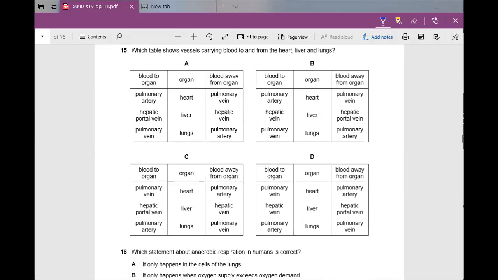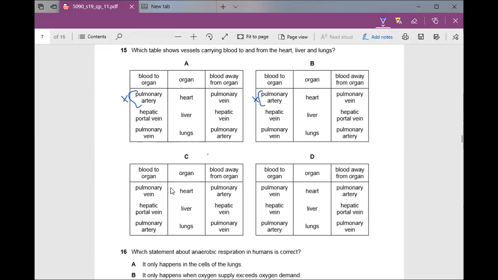Number 15 is, which table shows vessels carrying blood to and from the heart, liver and lungs? Let's start with the first one. Blood to heart, blood to organ, pulmonary artery, no way. Pulmonary vein is supplying blood to the heart. So first option is wrong. Here also they are showing pulmonary artery. So these two options are wrong.